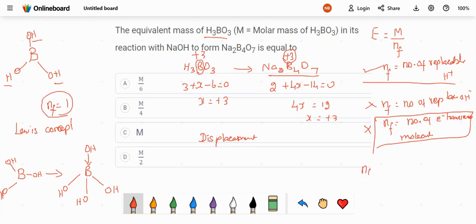So according to Lewis concept of an acid, the n factor will be the number of electron pairs accepted. Only one electron pair has been accepted here, electron pair acceptance for Lewis acid. That is why we have to go for n factor as 1. So n factor 1 means equivalent weight will be the molecular weight of boric acid divided by n factor 1.